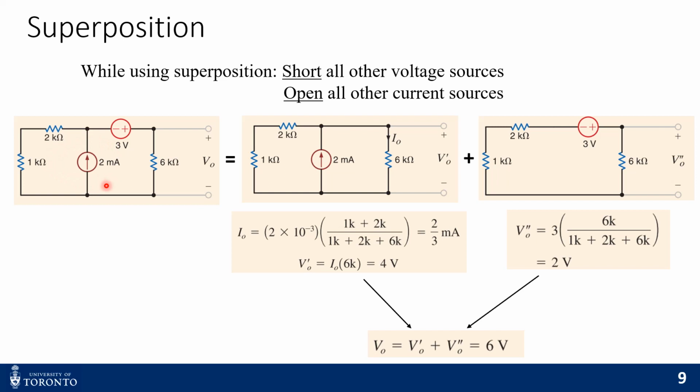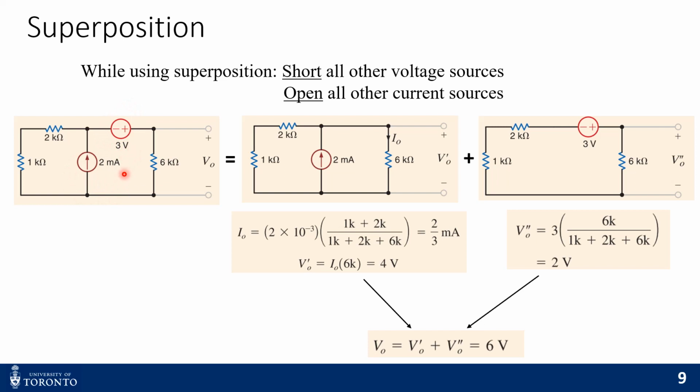So if you solve for the circuit and calculate V0 by assuming only 2 milliamperes supplying the current or voltage and add them up with the current and voltage supplied by the 3 volt, the result will be the same as the original circuit, as you can see here. So in order to do so, since we have two independent sources, we have to solve the circuit two times, one for the current source, one for the voltage source.